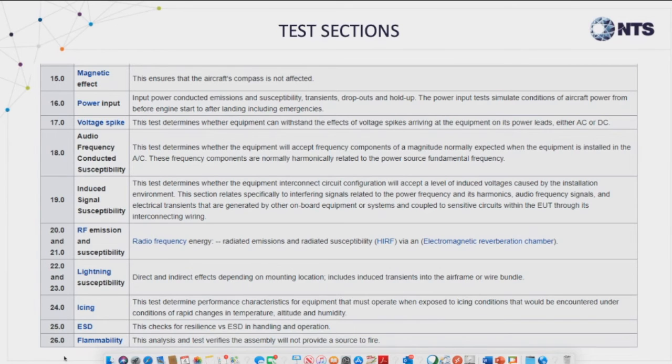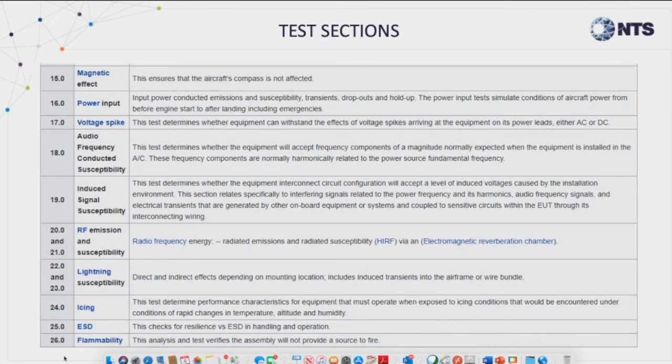But RF emissions and RF susceptibility are radio frequency radiated susceptibility or radiated emissions, and radio frequency conducted emissions or conducted susceptibility. So this is measuring the RF energy, how much RF energy is produced by your product. Is it under the applicable limit based on your location within the airframe and your criticality?